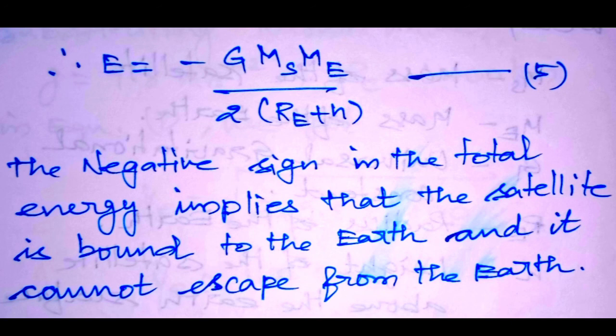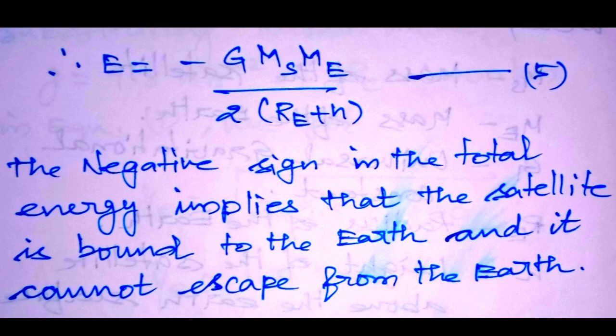Here the negative sign represents that the satellite is bound within the earth. That's why it never escapes from the earth, it only keeps revolving in its orbit. That's why we are using the negative sign.